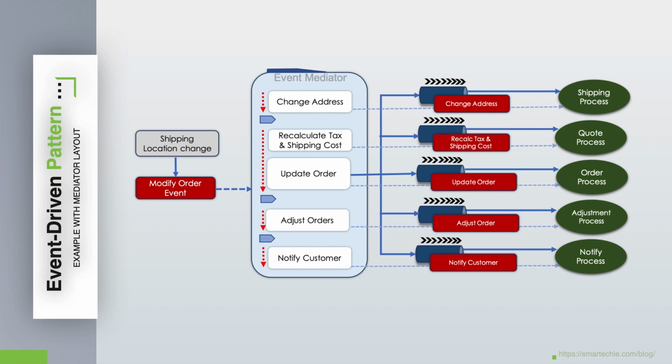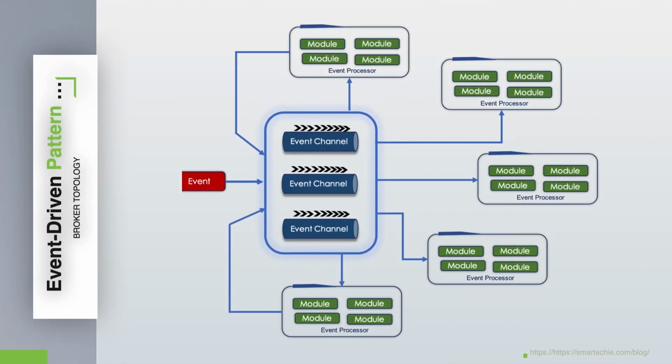Okay, so now let's explore the broker topology, the second type of topology. The first one we already talked about, the mediator topology. So now we are going a little bit deeper into the broker topology. That is the second type of topology in the event-driven architecture pattern, I would say. The broker topology differs from the mediator topology in that there is no central event mediator as such.